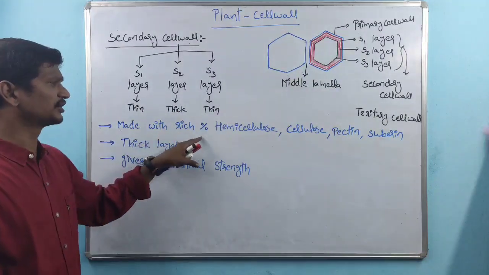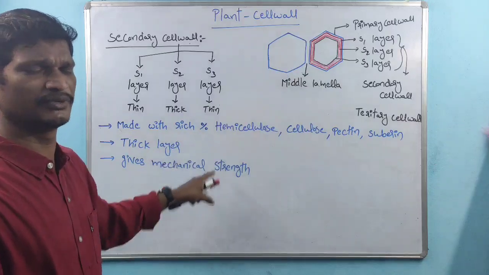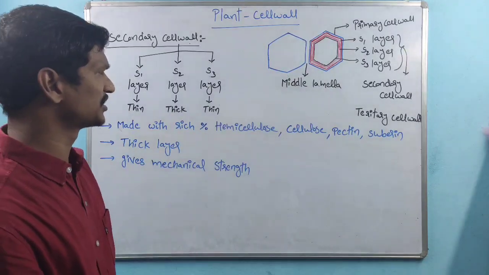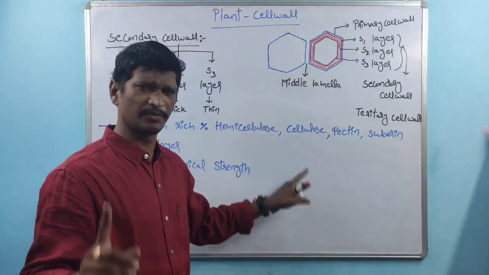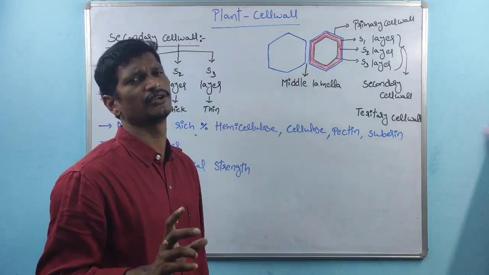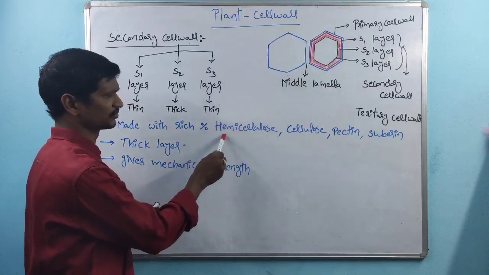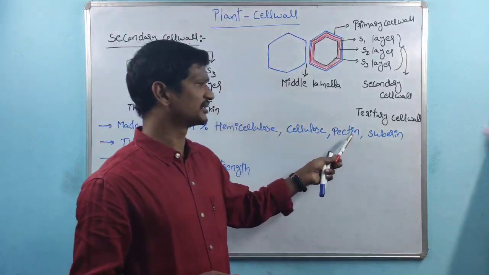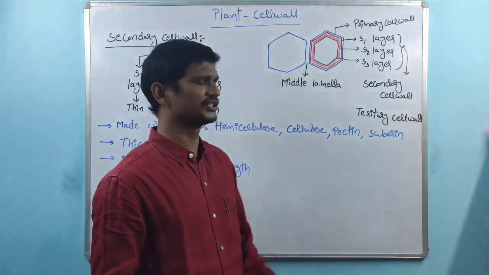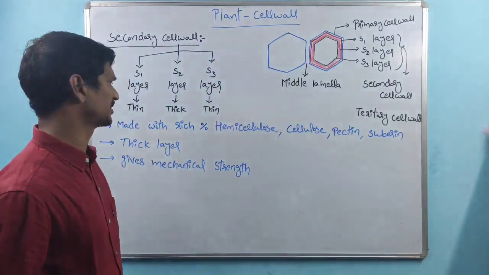They are made with a rich percentage of hemicellulose, and cellulose is there. In the primary cell wall, there is a rich percentage of cellulose. In the secondary cell wall, a rich percentage of hemicellulose, right? And pectin is there, suberin is there, right?